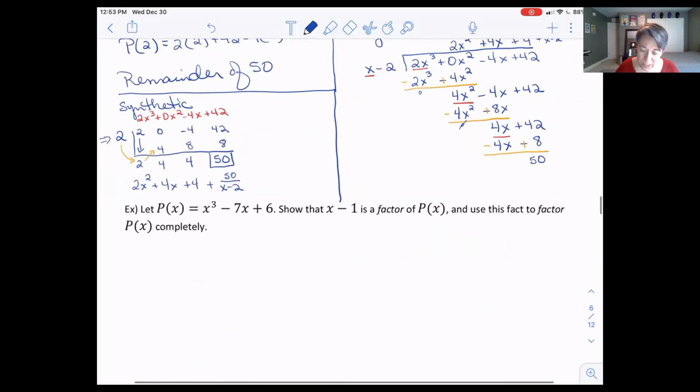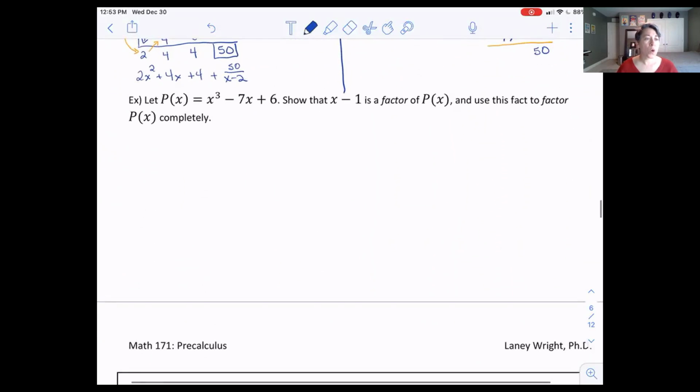So let's move down here to the second example, where we're letting p of x equals x cubed minus 7x plus 6. And we want to show that x minus 1 is a factor of p of x, and use this fact to factor it completely. If we know that this guy is a factor, that means the remainder, if we were to divide, would be 0. We can do the remainder theorem, p of 1. If I plug in 1, see if we get a 0. 1 cubed minus 7 times 1 plus 6 does in fact give us a 0.